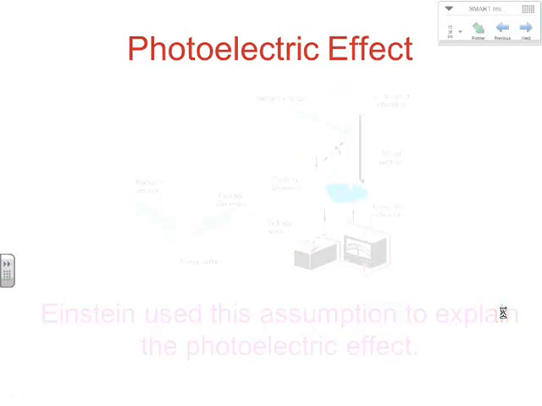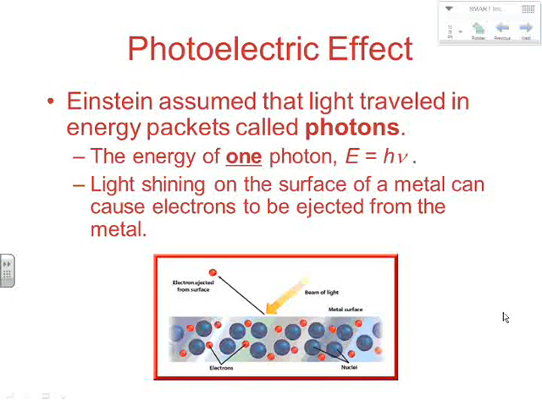And really what Einstein did was apply the same ideas that Planck was using. Einstein assumed that light traveled in energy packets called photons. And the energy of one photon was established by Planck, E equals h nu. Light shining on the surface of metal can cause electrons to be ejected from the metal, but only if the light was coming in as a large enough particle. So if the particle was too small, it wouldn't make electrons move. If the particle of light coming in was big enough, it would make electrons move, and electrons will get ejected from the piece of metal.